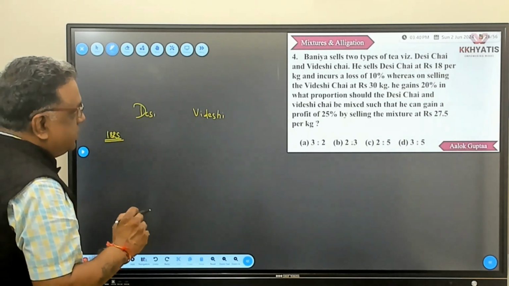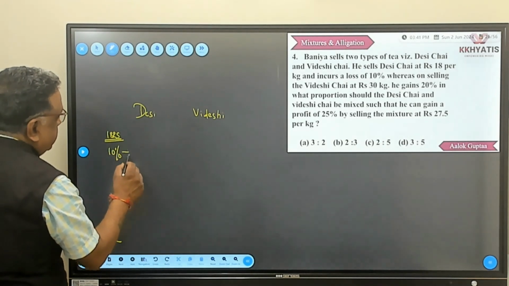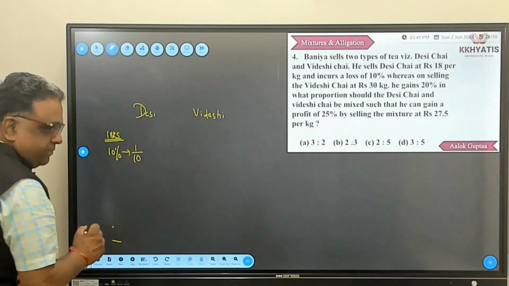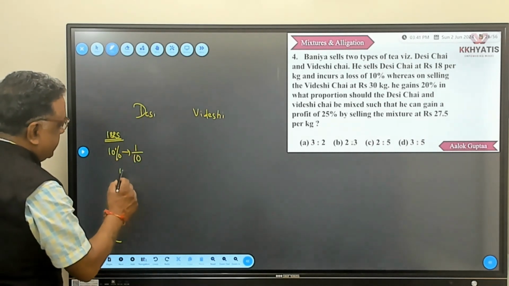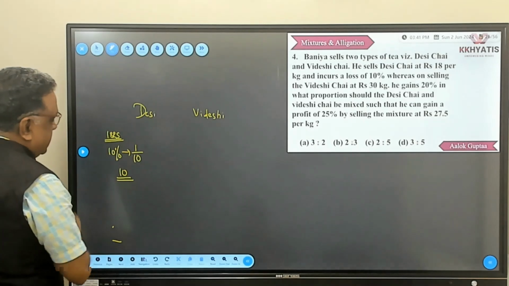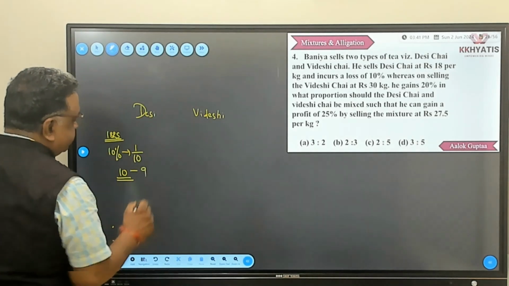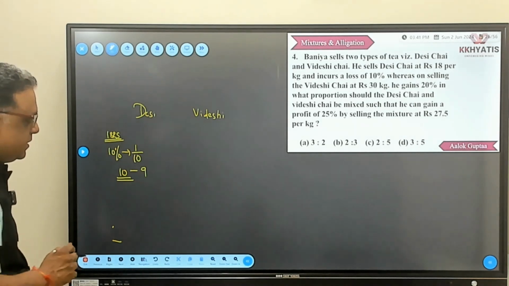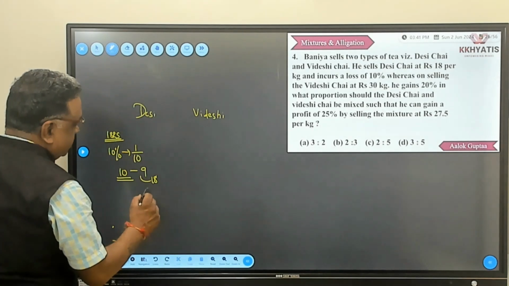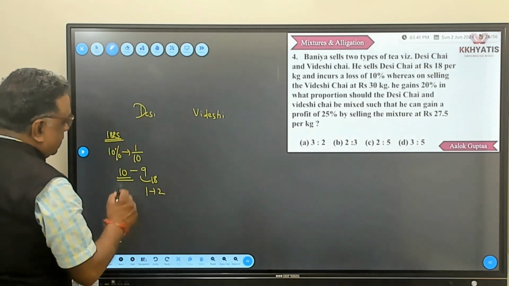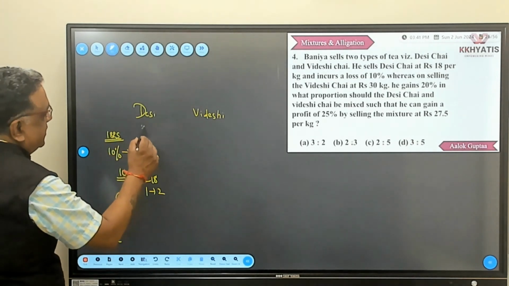And what percentage of loss did he incur? 10%. 10% means in fraction terms 1/10. मतलब 10 पे 1 का loss, which means if his cost was 10, he sold it at 9. And this 9 value is given as 18, right? So 1 का value कितना होगा? 2. तो 10 का value कितना होगा? 20. Which means the cost price of Desi Chai is 20 per kg.